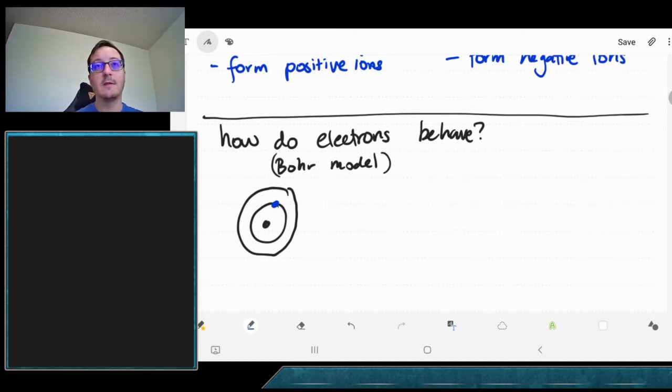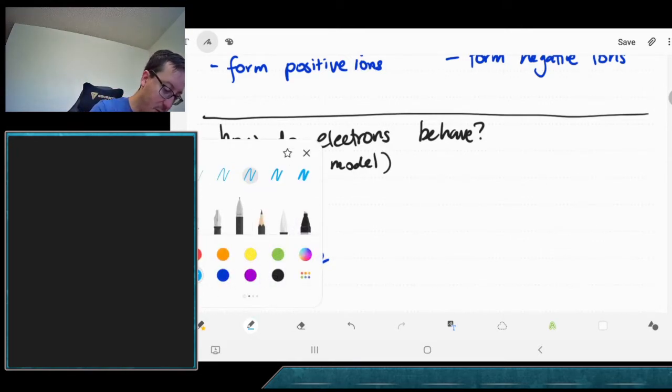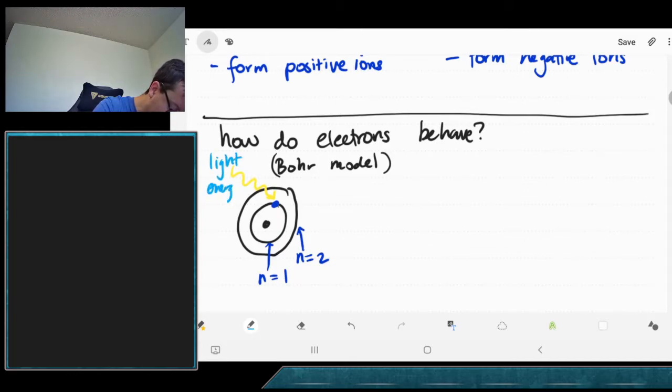One very important property of electrons: if I describe this ring as ring number 1, n equals 1, and this ring as ring number 2, then if we zap electrons with light, they get excited. Light is a form of energy, and we'll talk about light in a little bit. If I give an electron some energy in the form of light, electrons get excited.